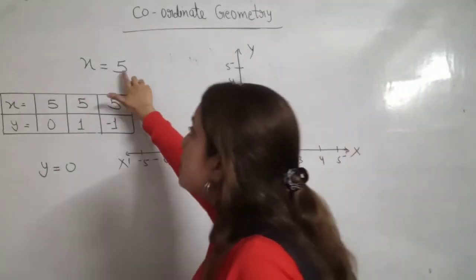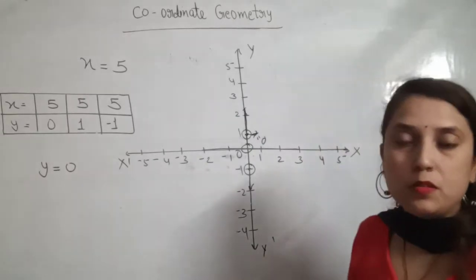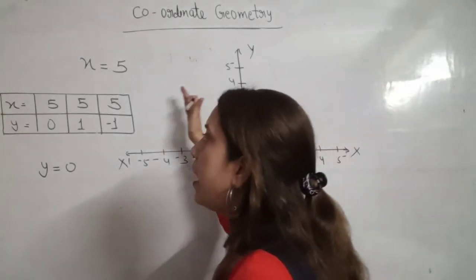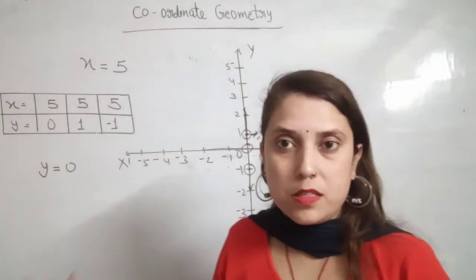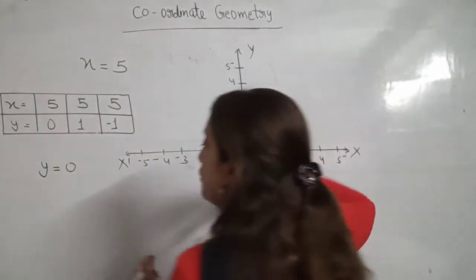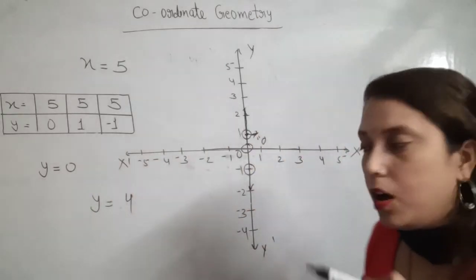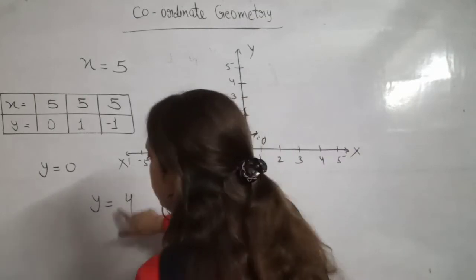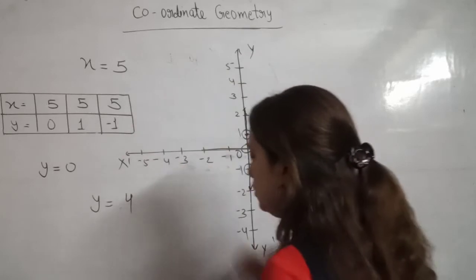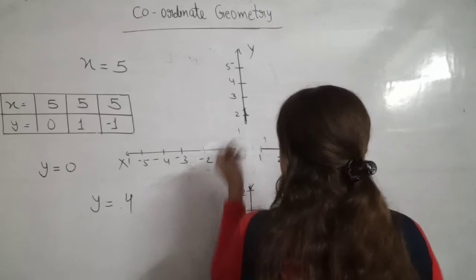If x is equal to any given number, x is equal to a, x is equal to 5, x is equal to 2, on that condition the equation of the line will be parallel to the y-axis. And if y is equal to any given number, y is equal to 4, y is equal to 3, on that condition the graph will be parallel to the x-axis. So first we draw the graph for the equation x is equal to 5. So let's see, x is equal to 5.